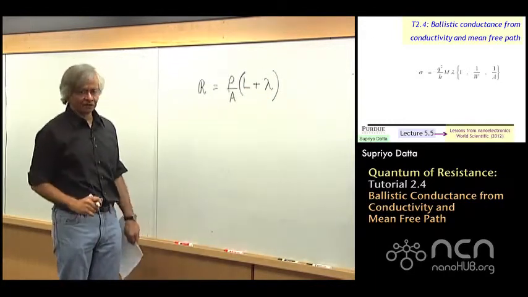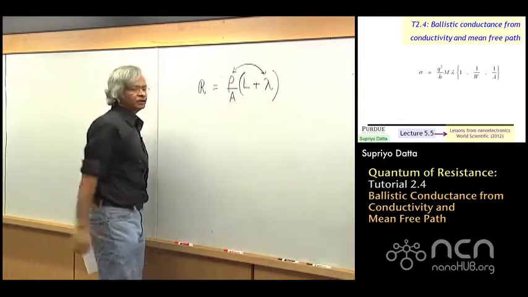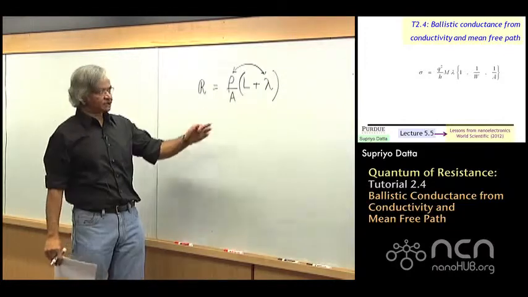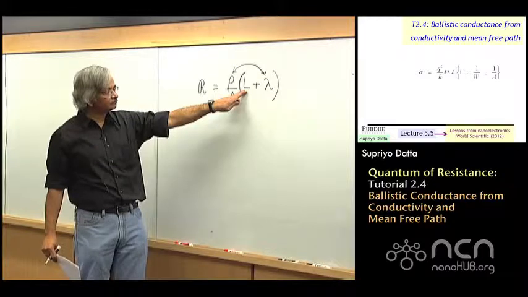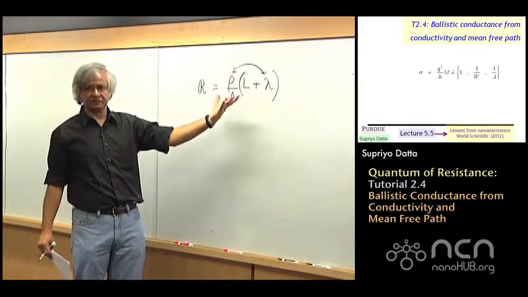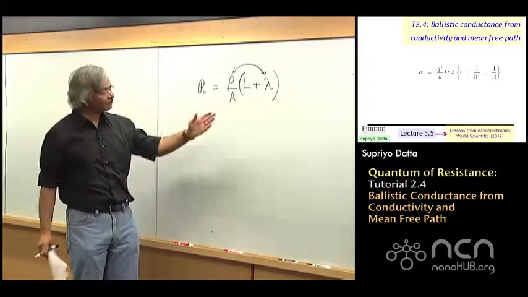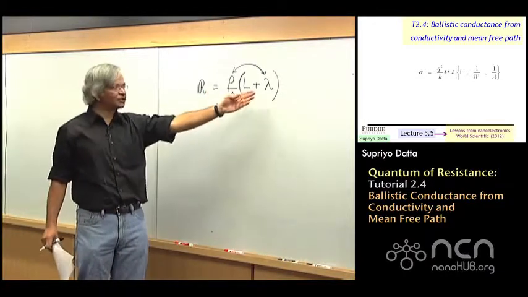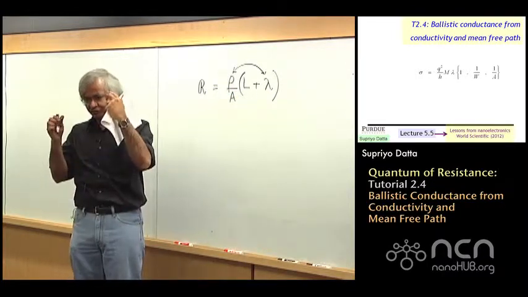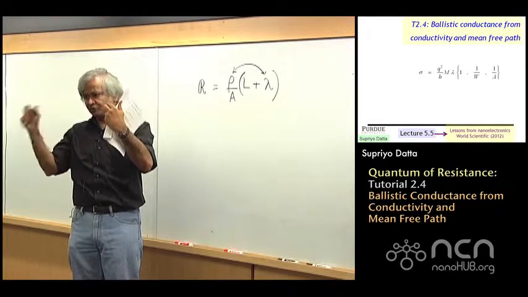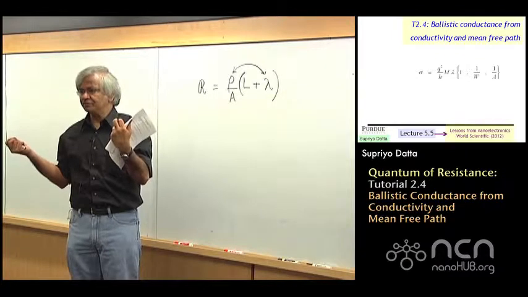One of the points I made is that the second term represents your ballistic resistance, in the sense that if I put L equals 0, what you get is the ballistic resistance. And it might look surprising that ballistic resistance should involve mean free path. After all, ballistic means the electron goes directly like a bullet from source to drain. Well, in that case, what does it matter what its mean free path is?